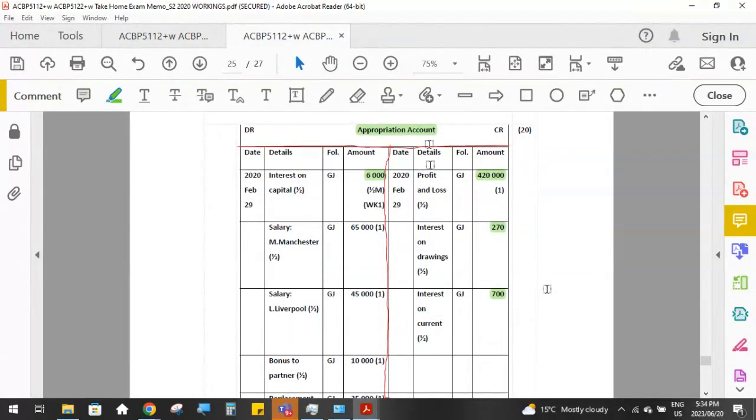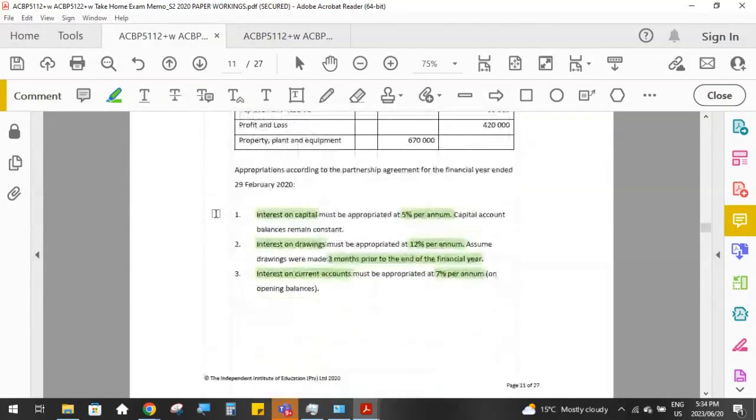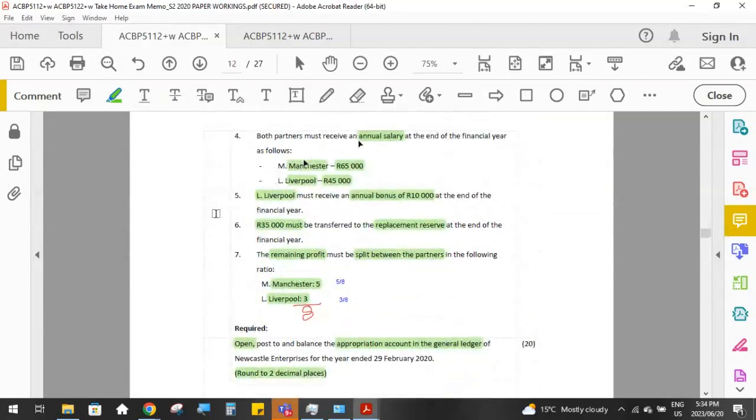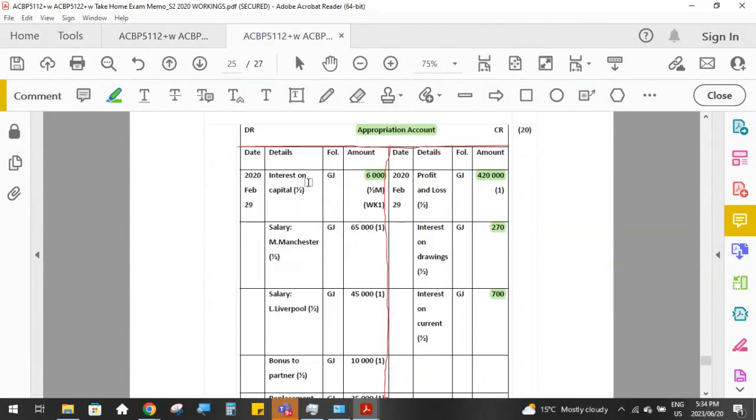So now we've completed the credit side of the appropriations account. We've got the profit that was paid in there, the interest on drawings that the partnership earned, and the interest on current account that the partnership earned. So this is the total amount of money that the partnership has got to distribute to the partners. We've already worked out 6,000 Rand that's been distributed as interest on capital. The next distribution tells us about the salaries. Mr. Manchester must get 65,000 and Mr. Liverpool 45,000. So again, that will go to the debit side of the appropriations account.